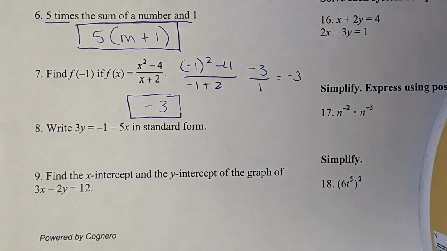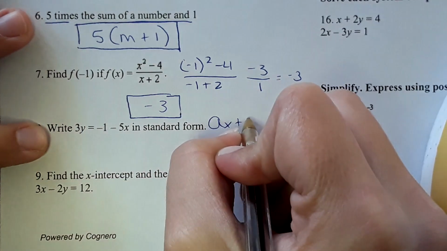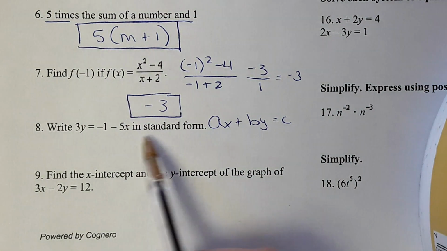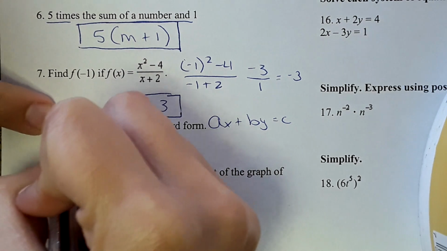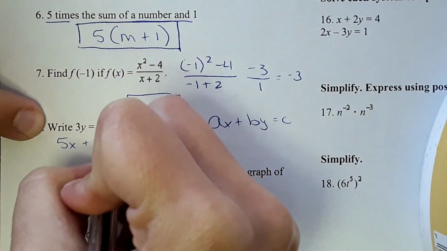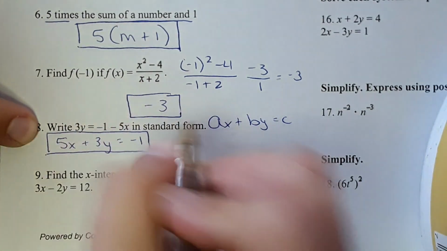Okay, number 8, write this in standard form. Okay, what is standard form? Standard form is ax plus by equals c. So we just have to rearrange this into this format. So moving this over here, positive 5x plus 3y equals negative 1. And that's it.